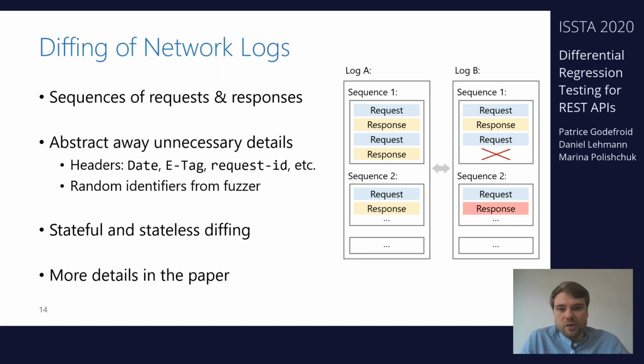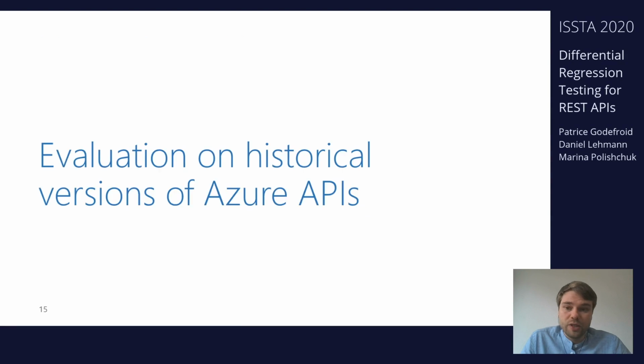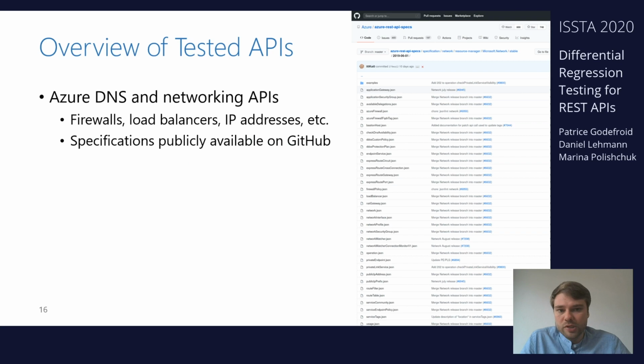For more details on the diffing and the network logs, please have a look at the paper. All right, so finally, we want to know whether our approach on differential regression testing for REST APIs actually works in practice. And for that, we did an evaluation on historical versions of Azure APIs. To be precise, we looked into Azure DNS and networking services.